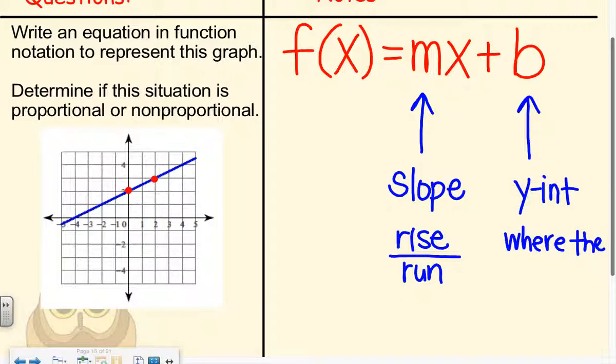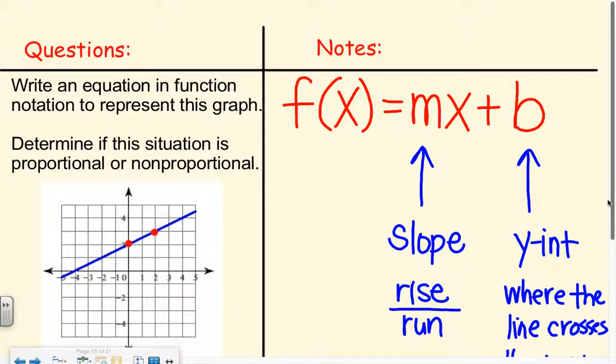Okay, so let's start with the slope. We've already got our 2 red dots on there so we can count our slope. I always like to start at the dot furthest to the left. So rise 1, run 2. So my slope is rising 1, running 2.